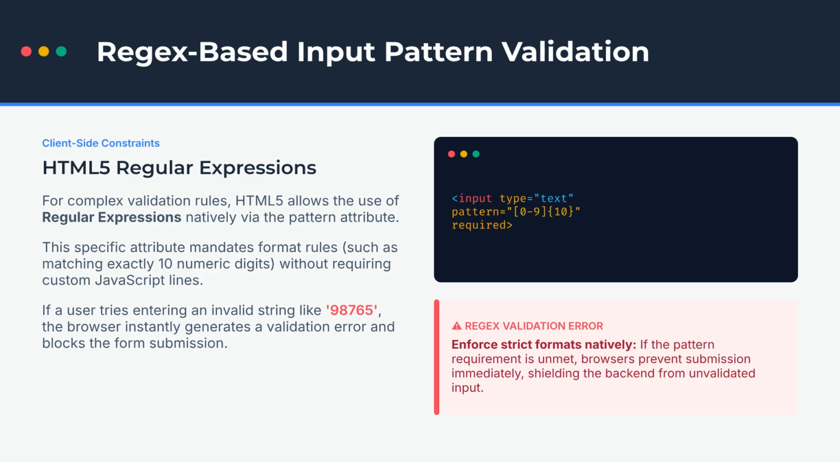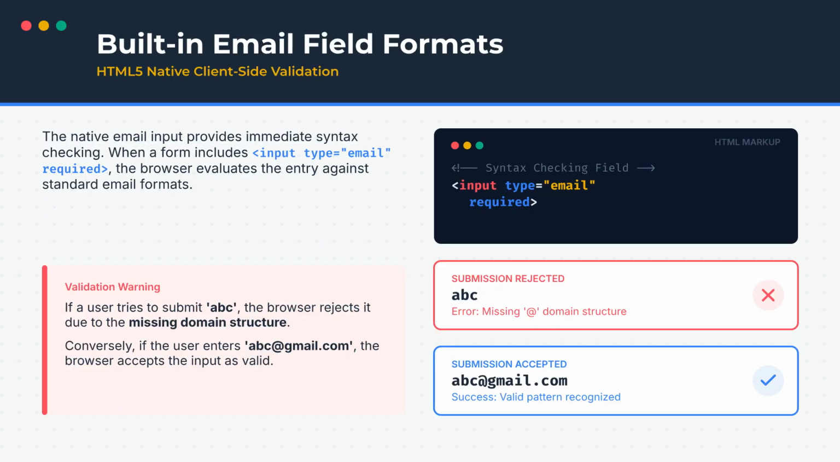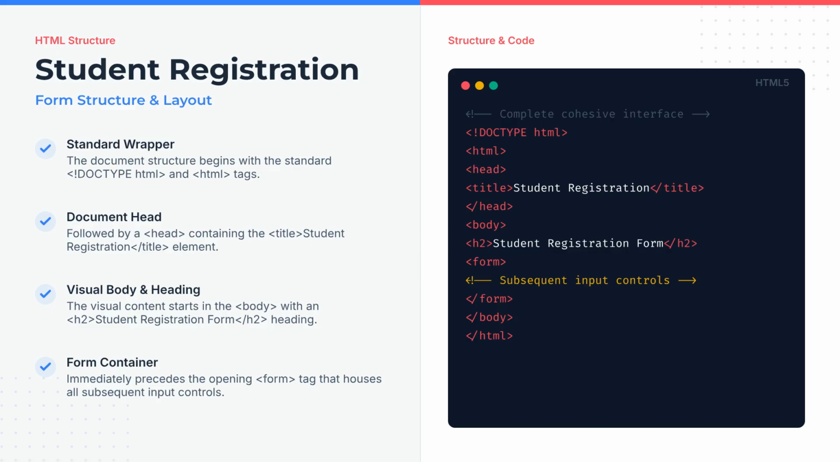For more advanced validation, you can use regular expressions directly in your HTML using the pattern attribute. This allows you to enforce strict formats natively, like ensuring a specific number of digits. Built-in email validation is a time saver. By simply using the email input type, the browser will automatically reject submissions that lack the correct domain structure, like a missing @ symbol. Now let's examine the foundational code for a student registration form.